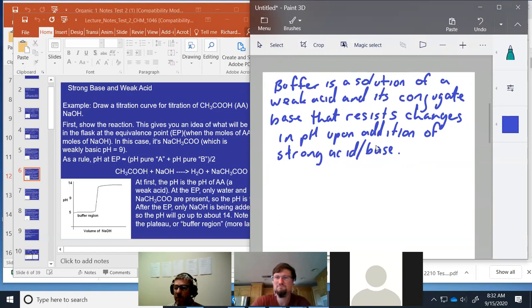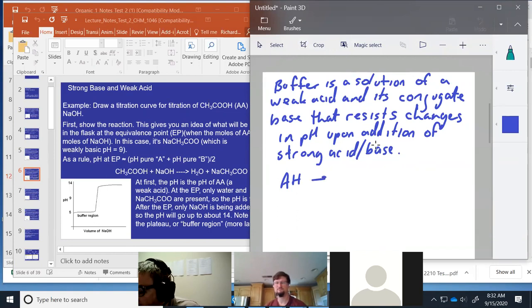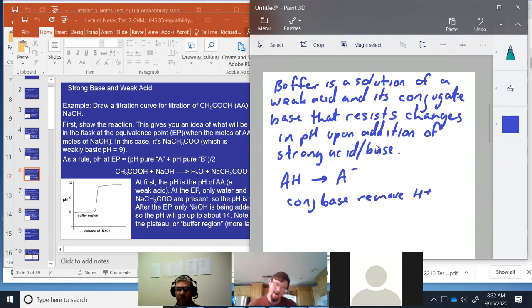So it's a solution of a weak acid and its conjugate base. Okay, so let's talk about that term weak acid. Let's say we have a weak acid, AH. To get its conjugate base, you remove H+. It's really that simple. And if I remove H+, what do I get? I get A-, and that's the conjugate base.